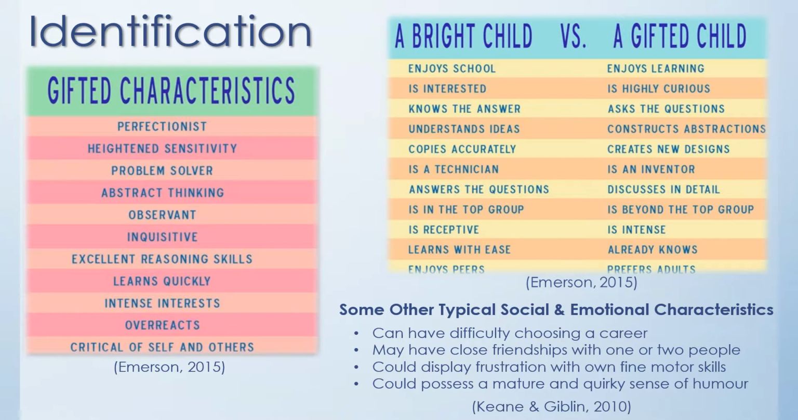Other gifted characteristics could include being a good problem solver, an abstract thinker, observant, inquisitive, an excellent reasoning ability, the ability to learn quickly, intense interests, they often overreact, and they are often critical of themselves and of others. To the top right of screen, there is an interesting comparative diagram which compares the characteristics of a bright child versus a gifted child. And down the bottom of screen, there is a few other typical social and emotional characteristics displayed by gifted students.